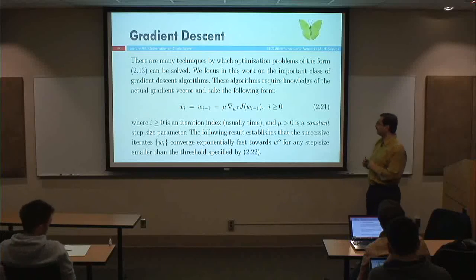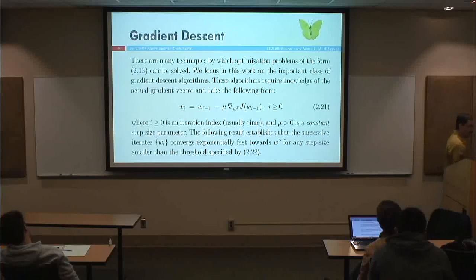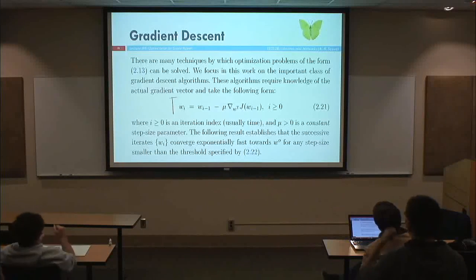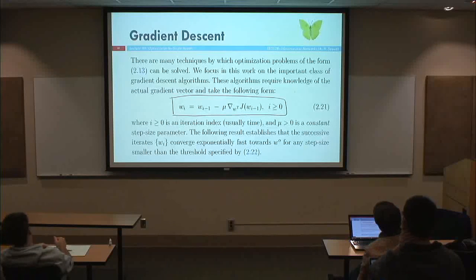computational cost, okay? So a gradient descent algorithm looks like this. I would like to converge to the minimum of J. Okay?